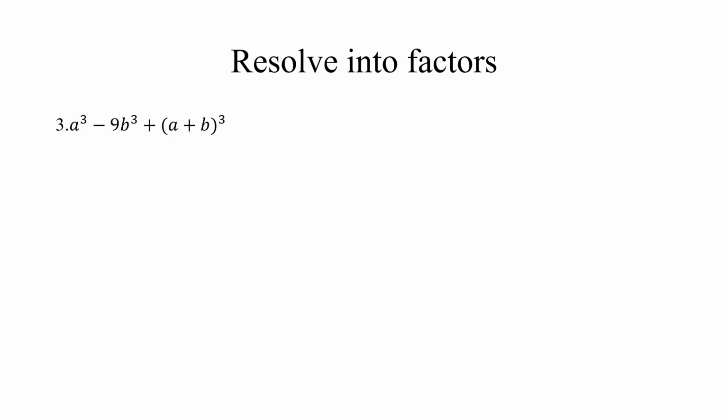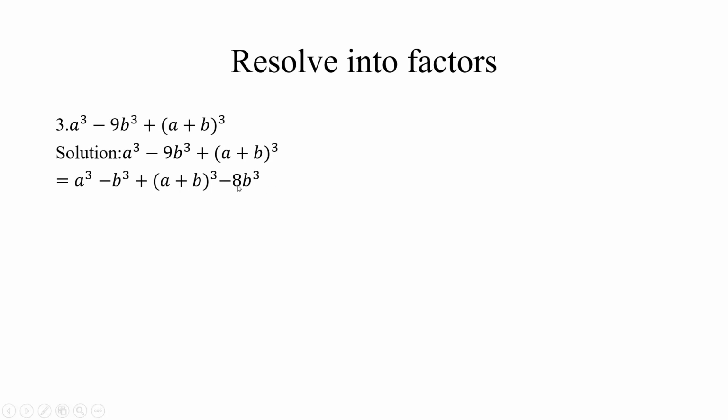Now another example, 3. a³ − 9b³ + (a + b)³. Solution. You can replace minus 9b³ into minus b³ minus 8b³ in this form. So write a³ − b³ in the form (a − b)(a² + ab + b²).